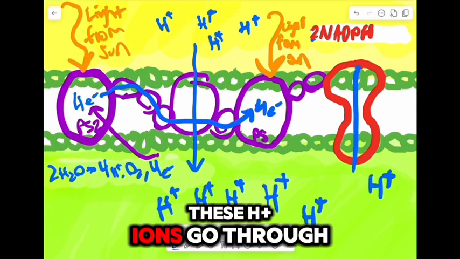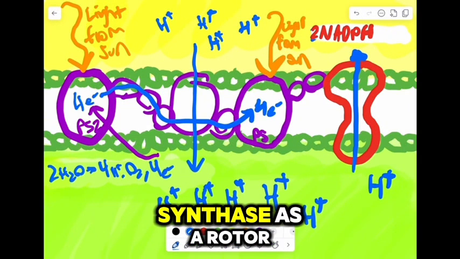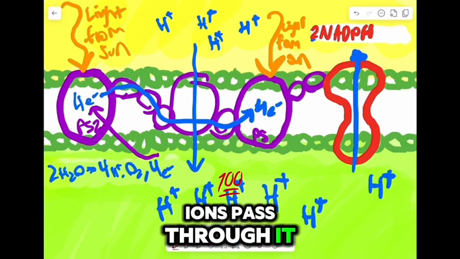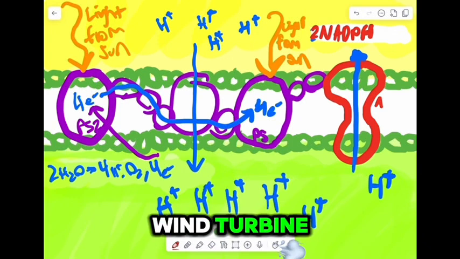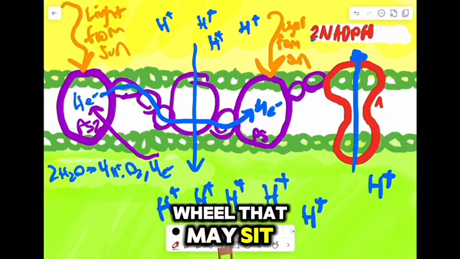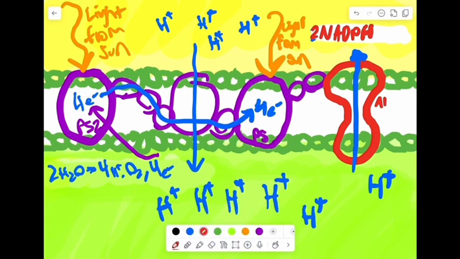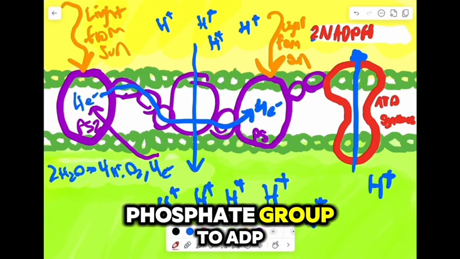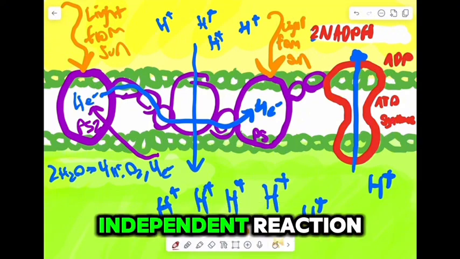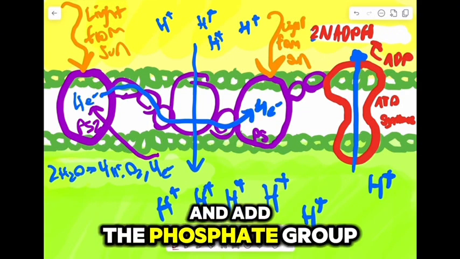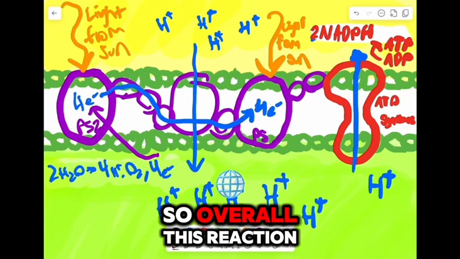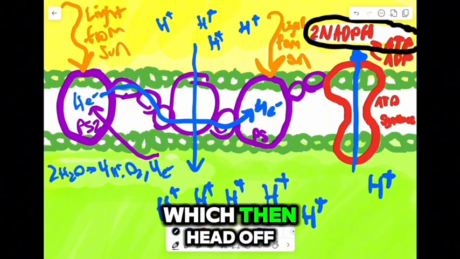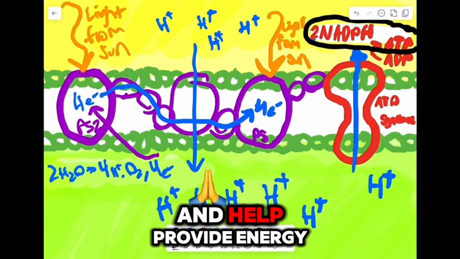These H plus ions go through ATP synthase, and think of ATP synthase as a rotor. As these H plus ions pass through it, it spins a rotor, kind of like a wind turbine or like a wooden wheel that may sit inside of a river to generate energy. And this energy is used to combine a phosphate group to ADP, which comes from our light independent reaction, and adds a phosphate group to it, creating ATP. So overall, this reaction is important as it creates NADPH and ATP, which then head off to our light independent reaction and help provide energy.